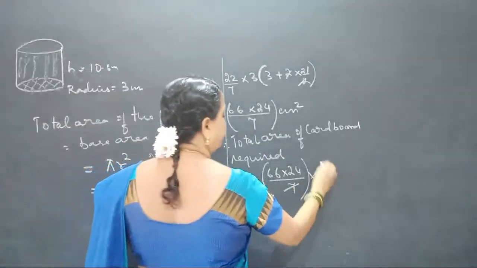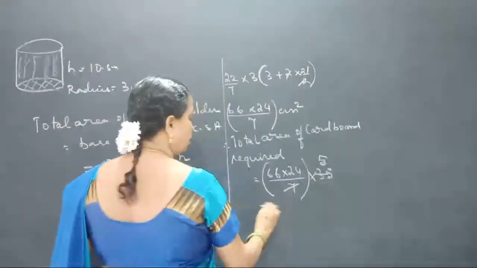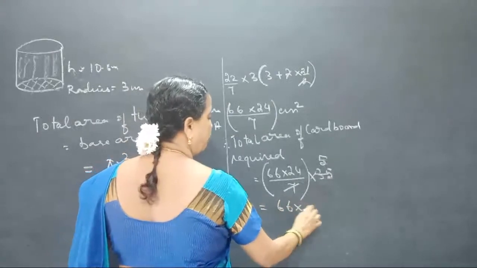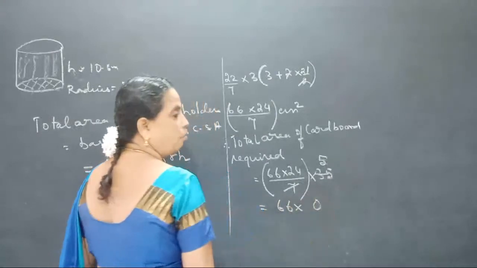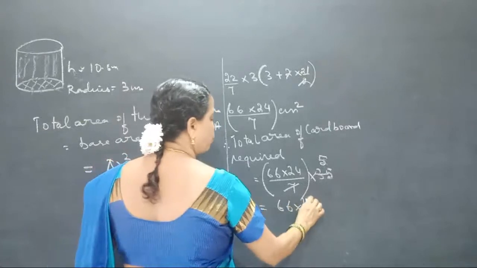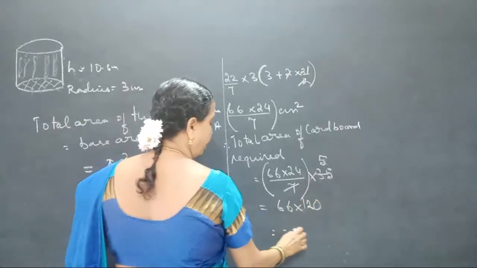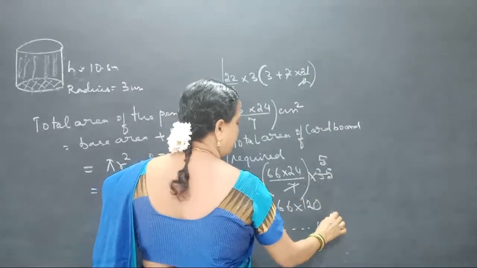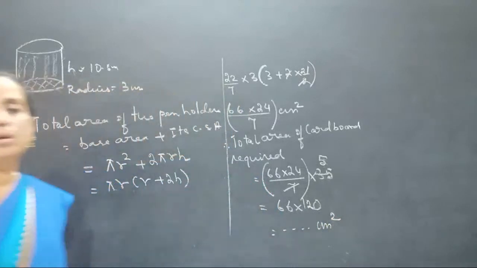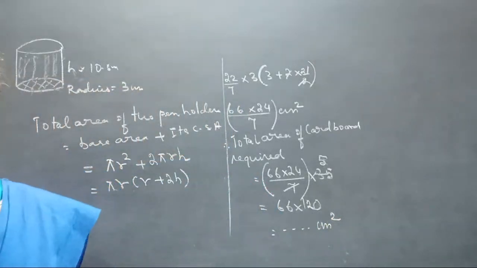Now we have 7 5s are 35. So 66 into 5, 4s are 20, 5 2s are 10 plus 2 is 12. Do the product, you will get so much centimeter square of cardboard required.